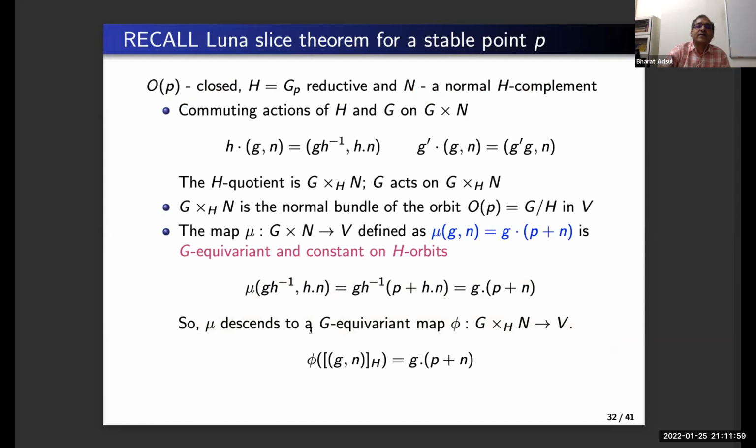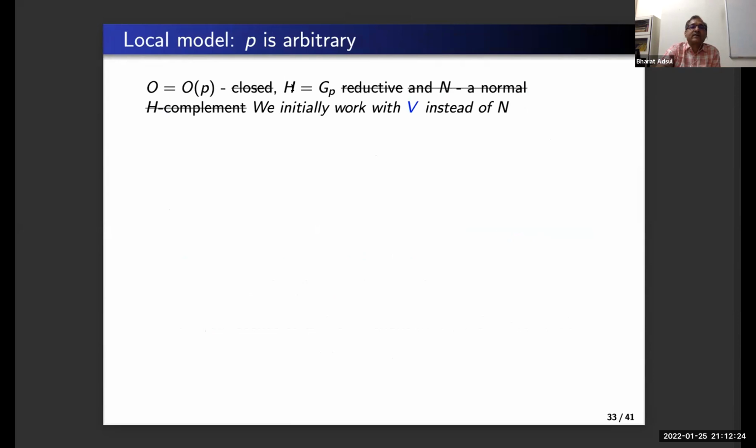Let's first quickly recall what happened in the Luna case. The Luna slice was essentially dictated by this. In the Luna case, P was stable, so there was a reductive stabilizer, and it gave rise to this normal H complement, slice N. Then everything else was synthetic, you had these commuting actions and so on. But of course, now we are at an arbitrary point P, so the orbit is not closed, and the stabilizer may not be reductive, and a normal H complement may not exist.